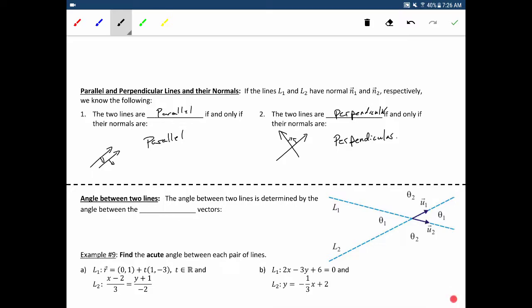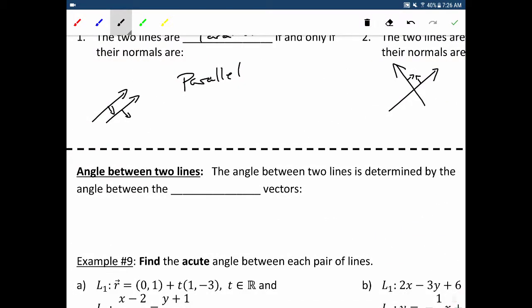That's it for that. And now we're going to look at angles between. So we kind of got just a mishmash of stuff today. Basically we're going through the stuff we need to remember we cover so we can move forwards. But anyway, the angle between two lines is determined by the angle between the direction vectors.